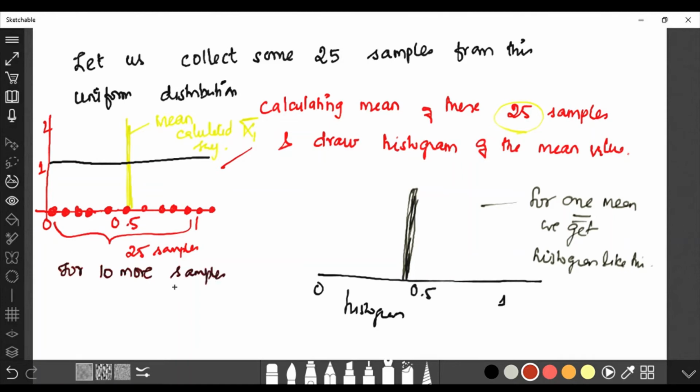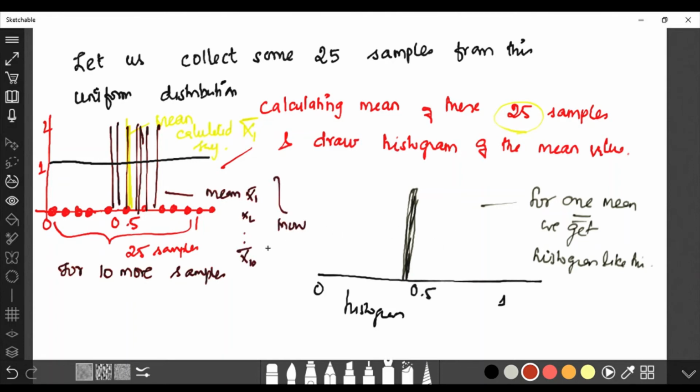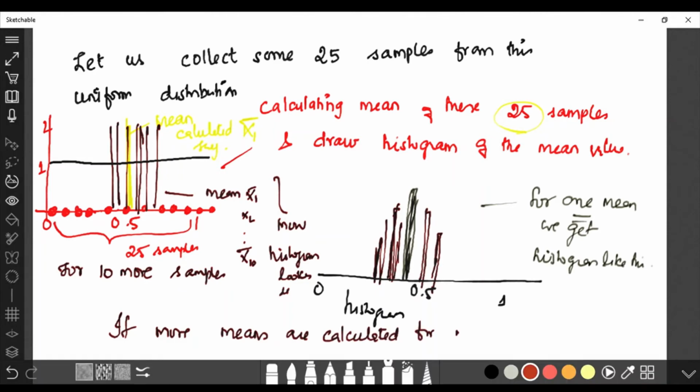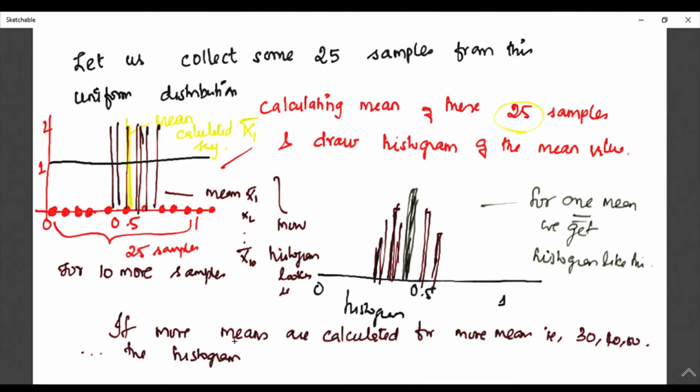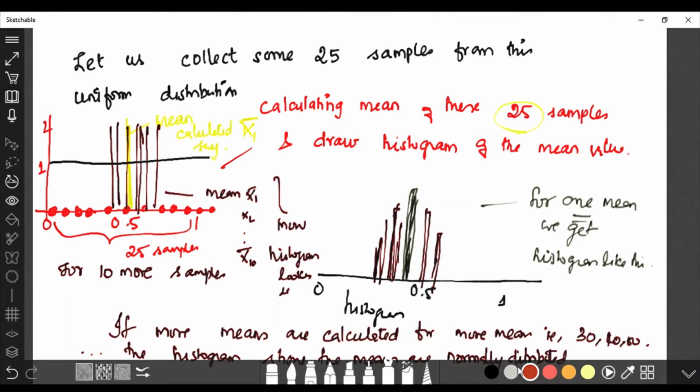So if 10 more sample sets are added, what happens here? For each one we get x1, x2, x3 till x10, and the sample means x1 bar till x10 bar, the average means, we are going to get. If I draw the histogram now, it is quite interesting to note that the histogram with one single bar now shows a distribution of the data points in a curvy nature. If more means are calculated, with more samples taken, that is 30 or 40 or 50, the histogram shows a well distributed curve, which shows it is normally distributed.